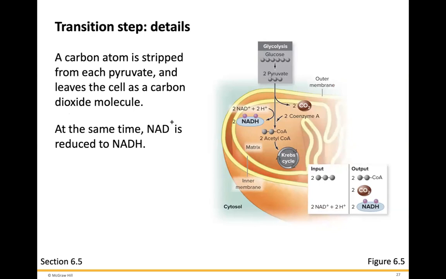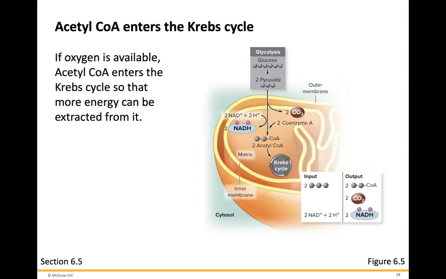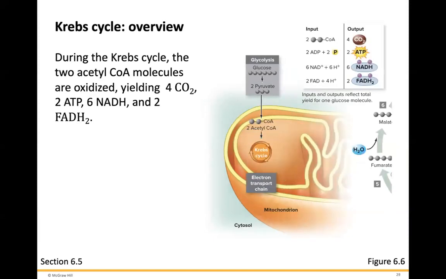What's happening here is a carbon atom is stripped from each pyruvate, and this leaves the cell as a carbon dioxide molecule. At the same time, the NAD is reduced to NADH. What that means is the NAD, the electron carrier, has picked up the electrons, becoming reduced, and now is in the form of NADH. At the end of the transition step, you will produce acetyl-CoA. And if oxygen is available, acetyl-CoA will enter the Krebs cycle so that more energy can be extracted from it.